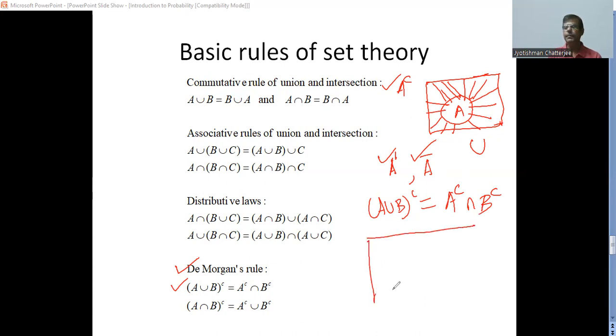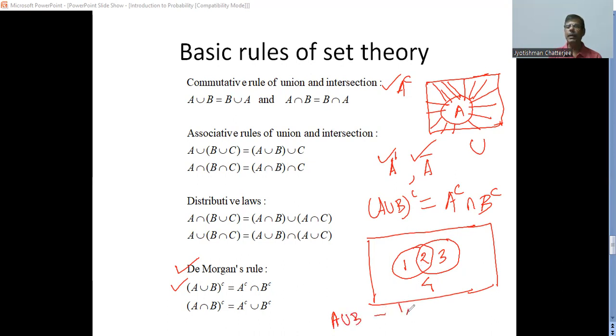Let's see. Again, let us number the regions. Region number 1, 2, 3, and 4 is outside. In that case, what is A union B? A union B means the regions 1, 2, and 3. So what is A union B complement? A union B complement will be the region only 4, right?